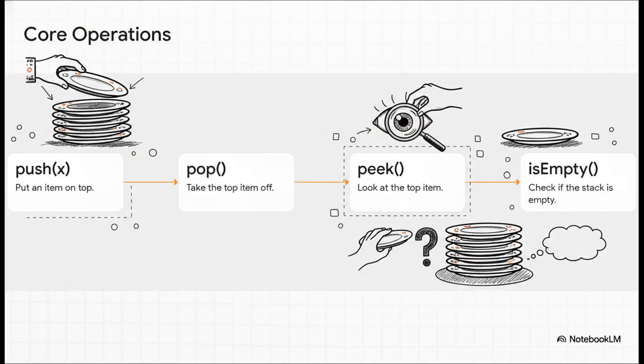Okay, let's break down those actions. They've got some official-sounding names, but they're super simple. To push something is just putting a new plate on top of the stack. To pop something is to take that top plate off. To peek is exactly what it sounds like. You're just taking a quick look at the top plate without actually removing it. And finally, is empty is just asking the simple question, hey, are there any plates left? That's the whole shebang. Pretty straightforward, right?